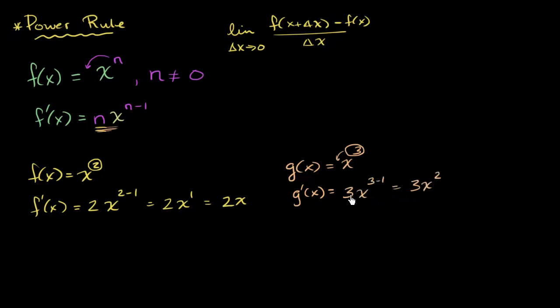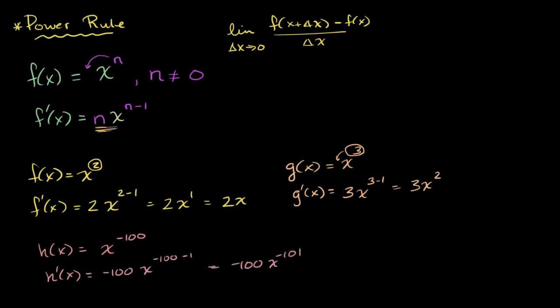Let's do one more example just to show it doesn't have to necessarily apply to only these kind of positive integers. We could have a scenario where maybe we have h of x. h of x is equal to x to the negative 100 power. The power rule tells us that h prime of x would be equal to what? Well, n is negative 100, so it's negative 100 x to the negative 100 minus 1, which is equal to negative 100 x to the negative 101.